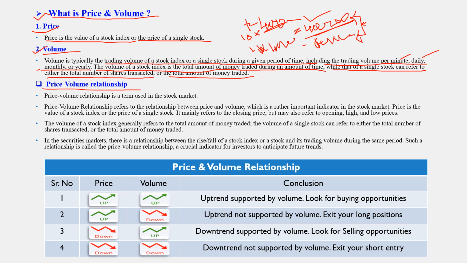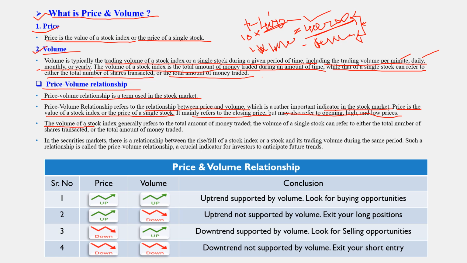Price and volume relationship is a term used in the stock market. Price volume relationship refers to the relationship between the price and volume, which is a rather important indicator in the stock market. Price is the value of a stock index or the price of a single stock. It mainly refers to the closing price, but may also refer to the opening, high, or low price. Price is the current price, opening price, low price.